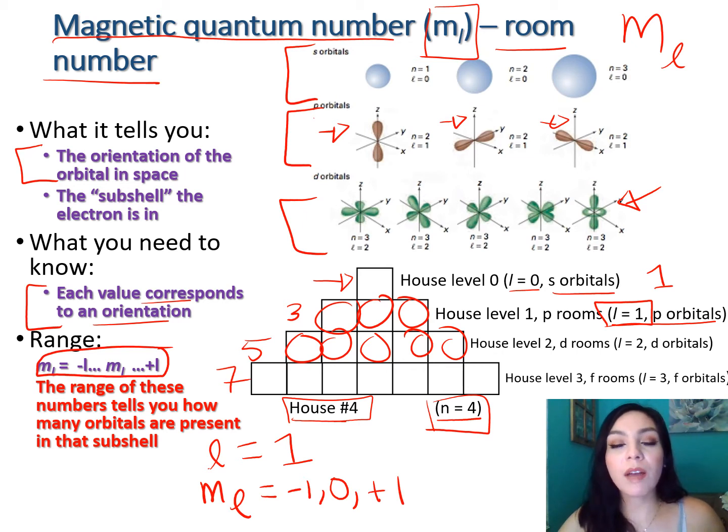So now that you wrote those out, you can actually go back and say, okay, how many different m sub l values do I have here? I have 1, 2, 3. Same thing that you have right here within our little house.